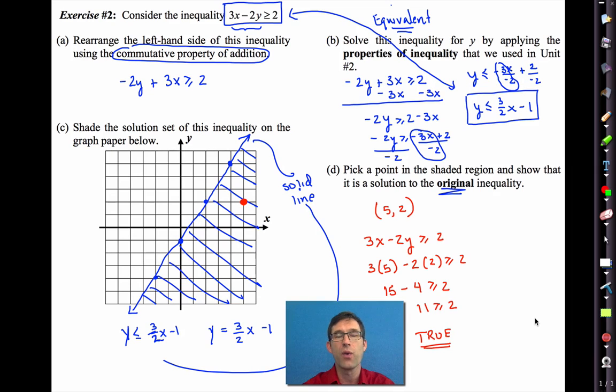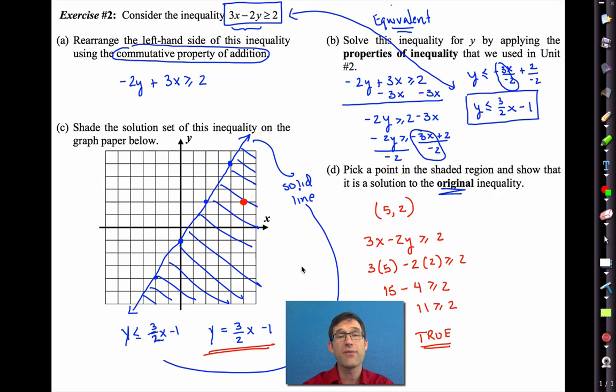That will flip the inequality sign. Then plot the line that the inequality is based on. If the inequality includes the equals, the line is solid. If it doesn't include the equals, the line is dashed. Okay? Then shade above the line if the inequality is greater than, shade below the line if the inequality is less than.